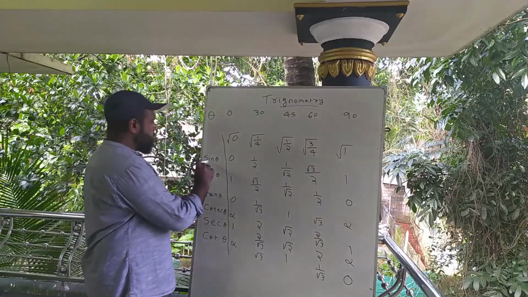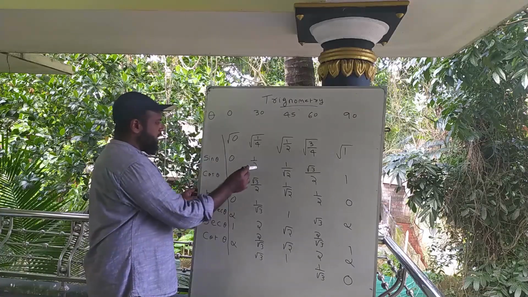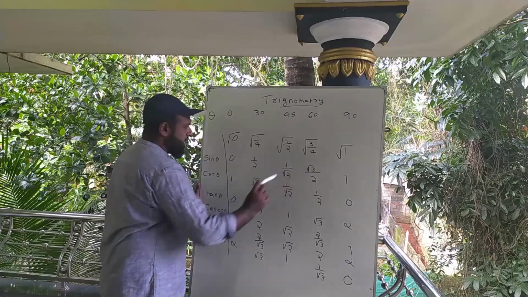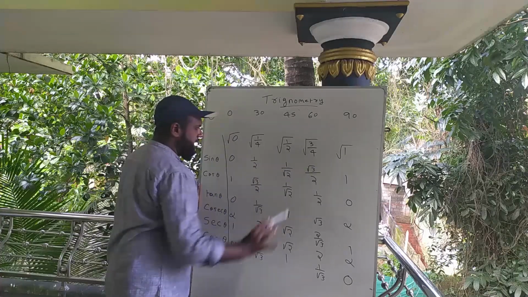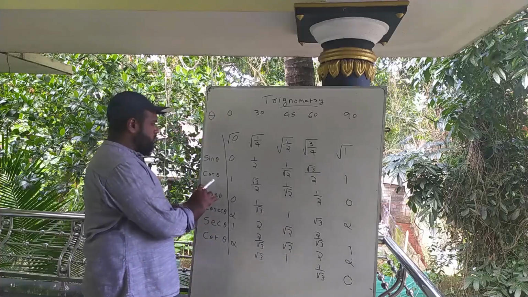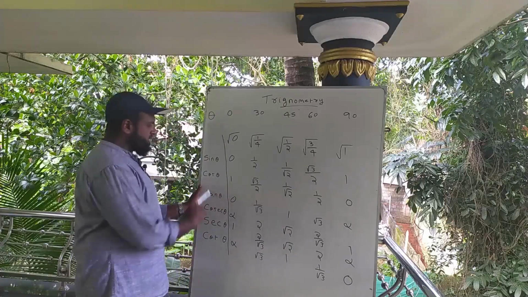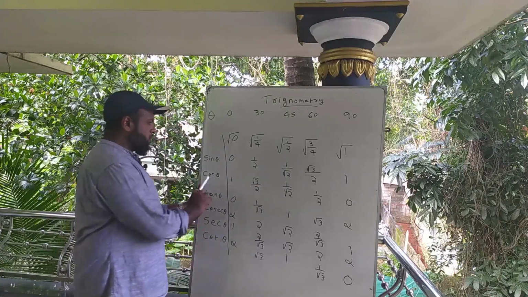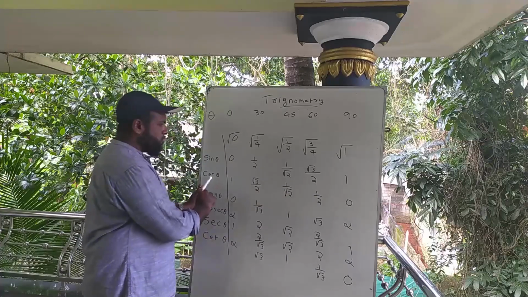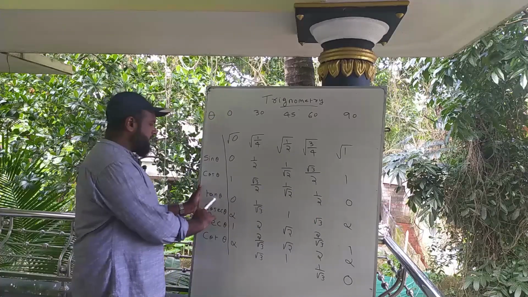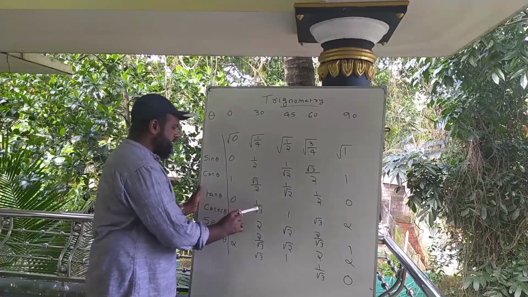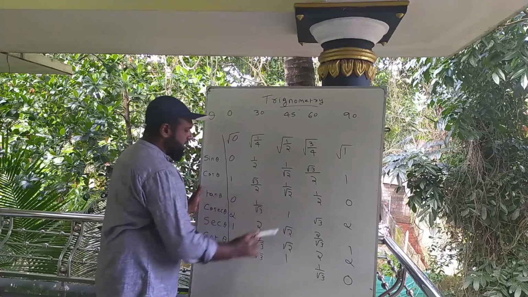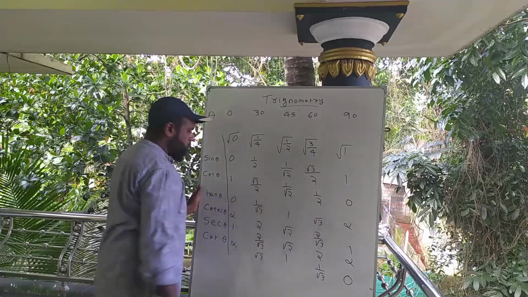So, sin 0 equal to 0, sin 30 equal to 1 by 2, sin 45 equal to 1 by root 2, sin 60 equal to root 3 by 2 and sin 90 equal to 1. Next, cos 0 equal to 1, cos 30 equal to root 3 by 2, cos 45 equal to 1 by root 2, cos 60 equal to 1 by 2 and cos 90 equal to 0. Tan 0 equal to 0, tan 30 equal to 1 by root 3, tan 45 equal to 1, tan 60 equal to root 3 and tan 90 equal to infinity.